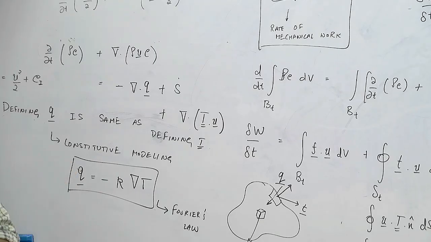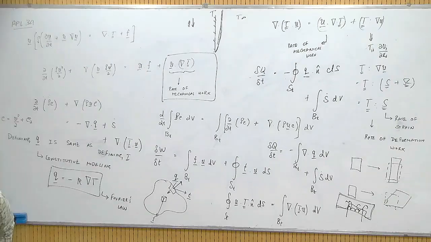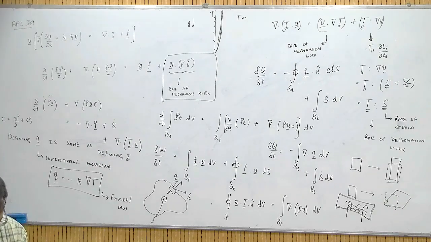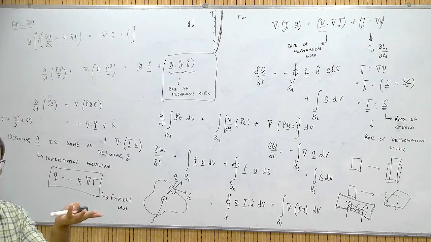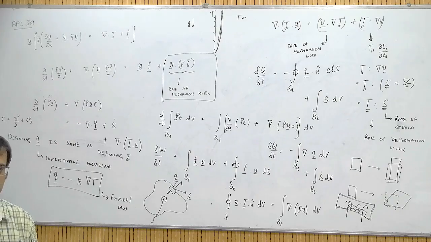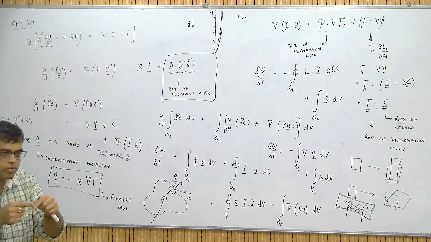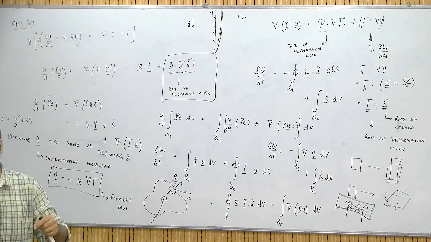The task of defining Q is the same as the task of defining T. That is, how do you propagate the information from molecules to macroscopic variables? The random vibration or thermal vibration of molecules, how do you propagate that information? How do you account for that physics at the larger scales?